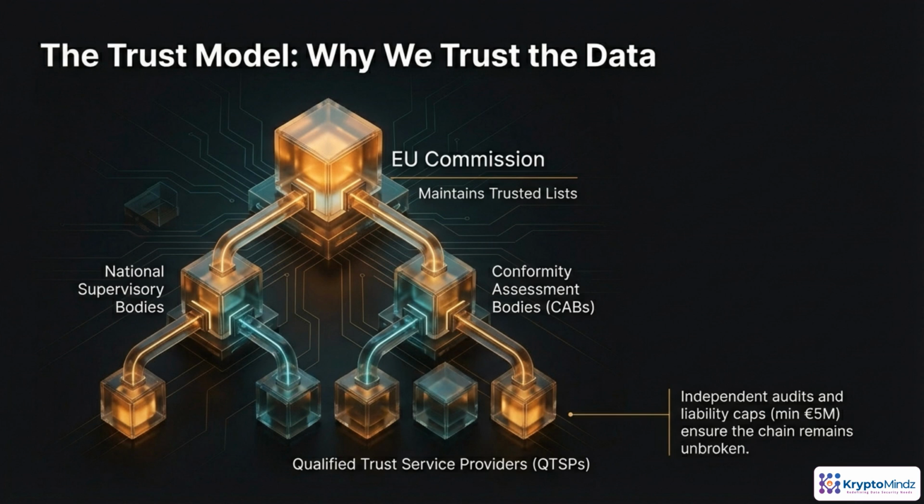eIDAS 2.0 depends on a very deliberate trust chain. At the top, the EU Commission maintains official trusted lists. Member states build on this through their national supervisory bodies, which license and oversee providers. Conformity assessment bodies then test whether a provider actually meets the detailed standards. Only after passing that process do organizations become qualified trust service providers. As a relying party, you don't have to recheck the cryptography. You lean on this chain, plus independent audits and meaningful liability caps, to trust signatures, certificates, and identities with confidence.